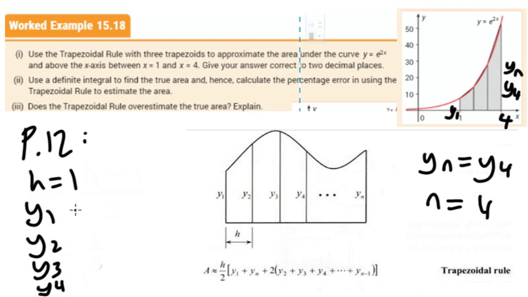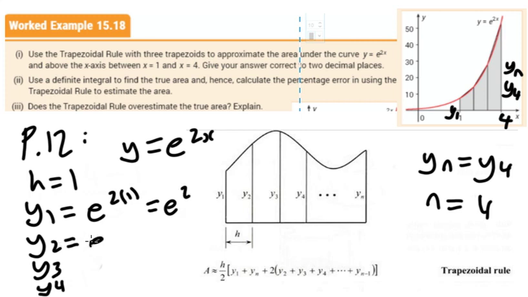y1 is going to be e to the 2x when x is equal to 1. So y1 will be e to the 2 times 1, which is just e to the 2. Likewise, y2 will be e to the 2 times 2, which is e4. Sorry, I wrote that wrong. e4, and then same for the others. This will be e6, 2 times 3, and this will be e8. So they are our y1, y2, y3, y4. And now with h, we're going to fill all these into our formula to get the estimation for the area.